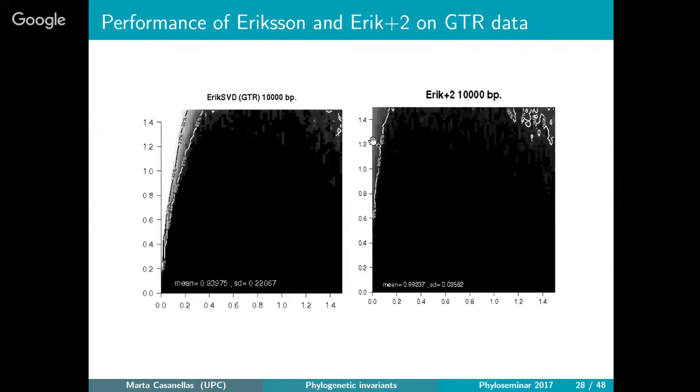Okay, so for example, when we compare our method against the original ERIC SVD method, we realize that our method performs better on the Felsenstein zone. So ERIC+2 was inconsistent mainly in the Felsenstein zone, or at least you needed many more data to make it work on the Felsenstein zone. This is for 10,000 base pairs, okay, and data simulated under the GTR for a fixed rate matrix.